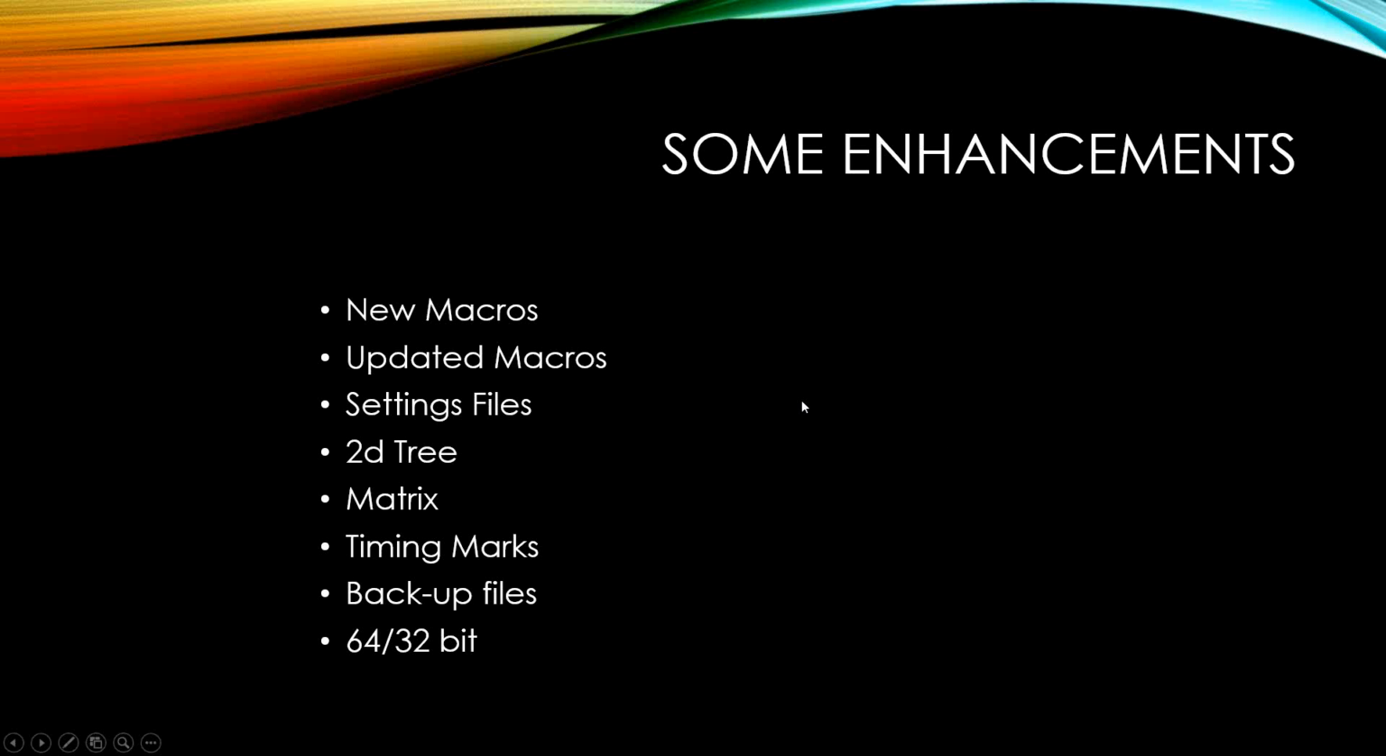So some of the enhancements I did is a couple new macros, which we'll go over. I updated some of the macros and some of the colors on them. I changed the way some of the settings files work. Added a 2D tree element. One of the issues people have always had with the matrix, and I made a matrix within a matrix, or a child matrix as I call it. We made some changes in the timing marks, made a lot of changes in the way the backup files work, and in our compile we decided to make a 64-bit release and a 32-bit release, as I'm sure you've all seen already.